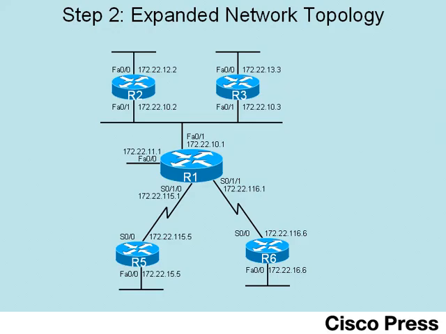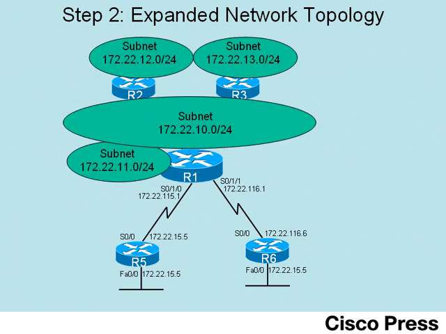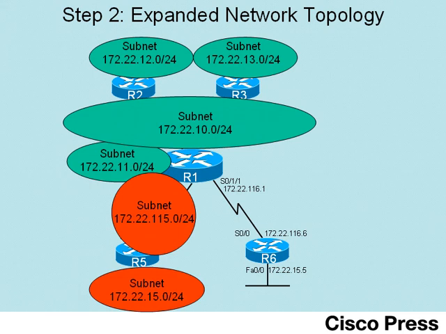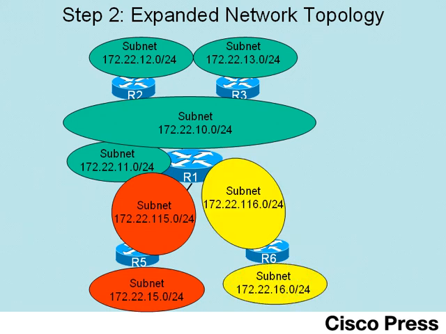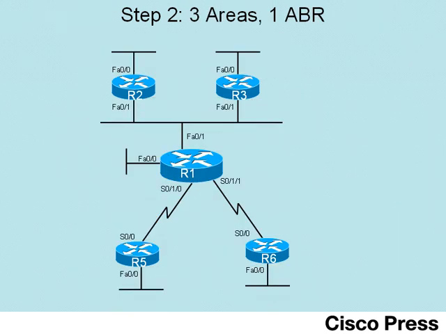Next, let's move on to step 2. In step 2, we've added 2 routers and 4 subnets to the picture. As you see here in green, we have the same 4 original subnets that we had in step 1. Additionally, off router 5, we have 2 additional subnets as well, subnet 172.22.115.0 and 172.22.15.0. Similarly, off router 6, we have a WAN subnet 116.0 and a LAN subnet 16.0. The expanded topology provides enough of a backdrop to discuss multi-area OSPF configuration. Frankly, the design shown here is a bit of overkill if this was all the network contained in real life, but it is useful for demonstrating the configuration.